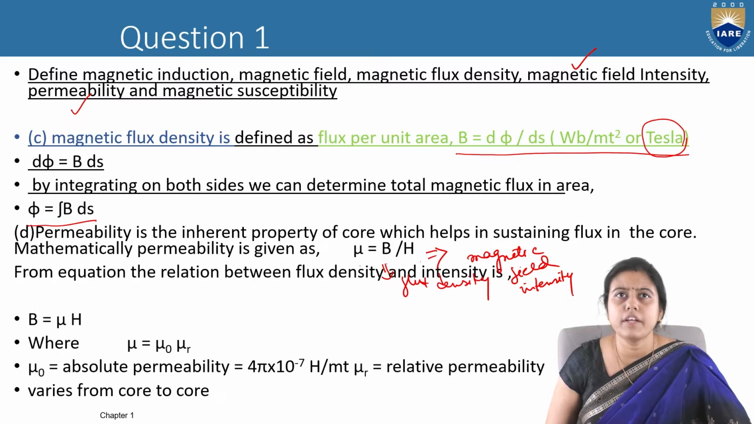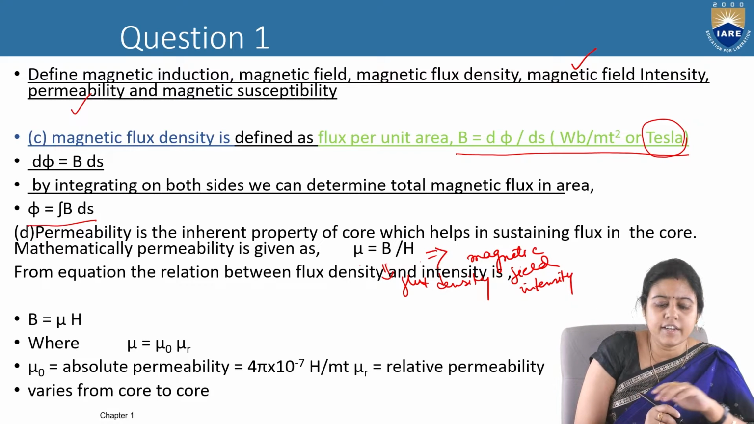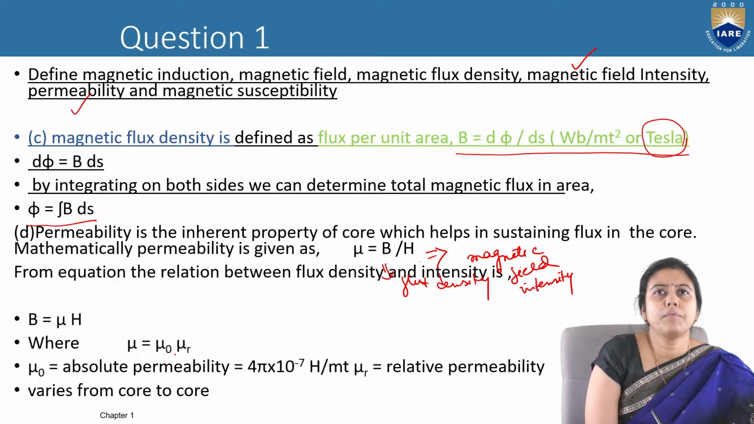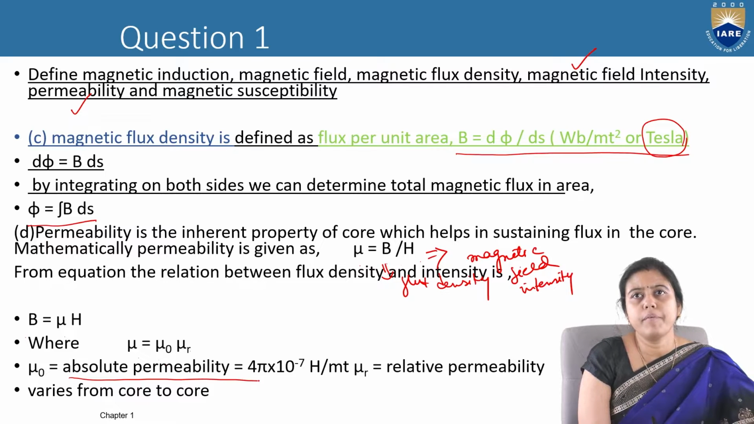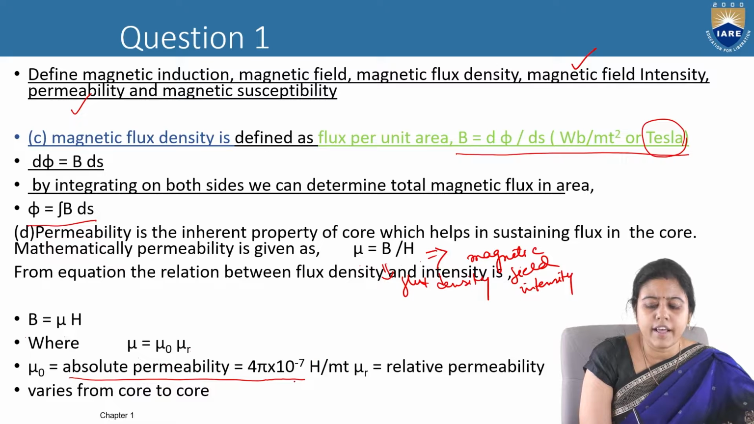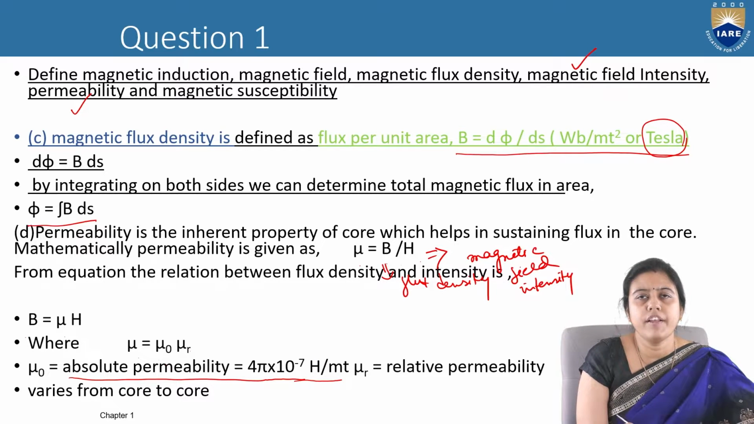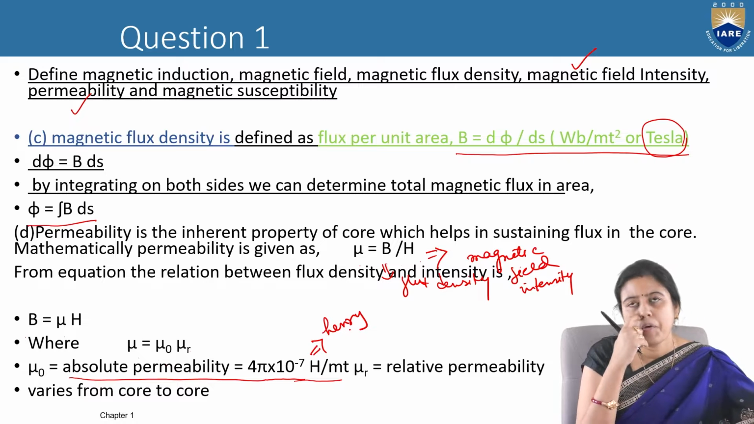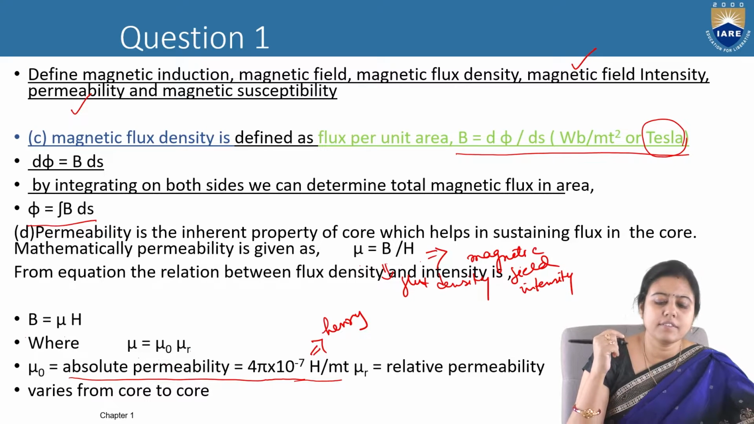Now we are moving to the next question. So what is the relation? The relation is B is equal to mu H. And mu is equal to mu naught mu r. What is mu naught? Mu naught is the absolute permeability or permeability of air, and the value is taken as 4 pi into 10 to the power minus 7 Henry per meter. The unit of mu naught is Henry per meter.